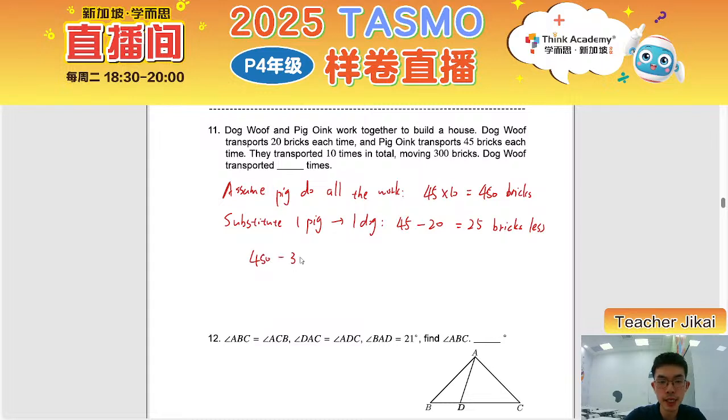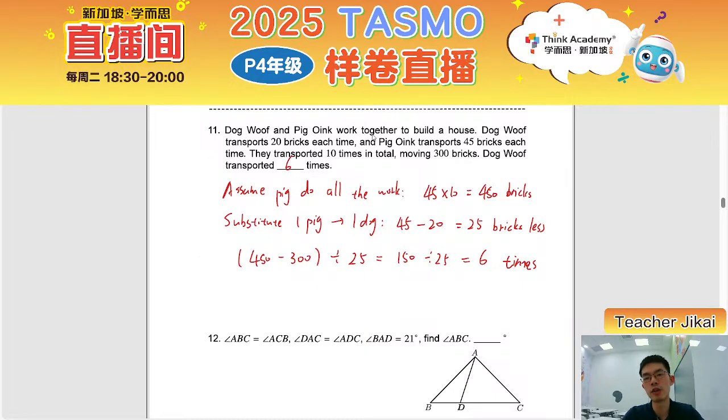450 minus 300, because we know they move in total 300 bricks, right? So 450 minus 300 is the total less. And each substitution, 25 less. So it is 150 divided by 25, and we have 6 here, right? So we know the dog transferred 6 times. Yeah, the dog transferred 6 times.